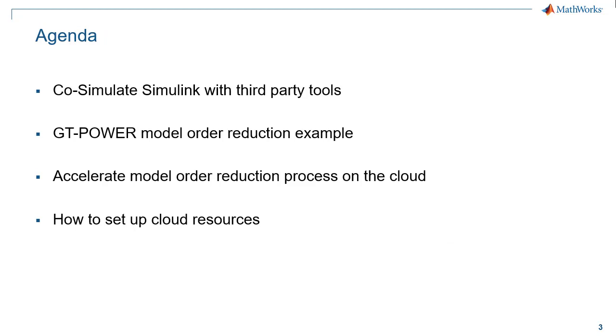So over the next 20 minutes or so, Winston and I are going to cover using Simulink as a simulation integration platform so that you can co-simulate with other tools. We're going to talk about how to perform a model order reduction process to convert a GT Power engine model into a Simulink mapped engine model. How to use parallel computing on the cloud to accelerate that model order reduction process. And finally, how to use MATLAB to make it easy to scale up to cloud-based parallel simulations. So let's get started with our first topic, co-simulating Simulink and third-party tools.